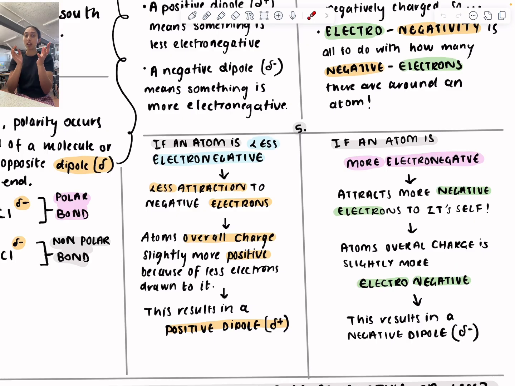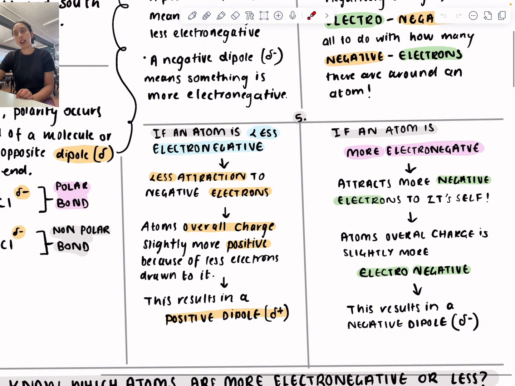And so in the same way, if an atom is less electronegative, that means it's attracting less negative electrons to itself, and therefore it's going to be slightly more positive. As a result of that, this is why something that is less electronegative has a positive dipole assigned to it. If we look on the flip side, what happens if an atom is more electronegative?